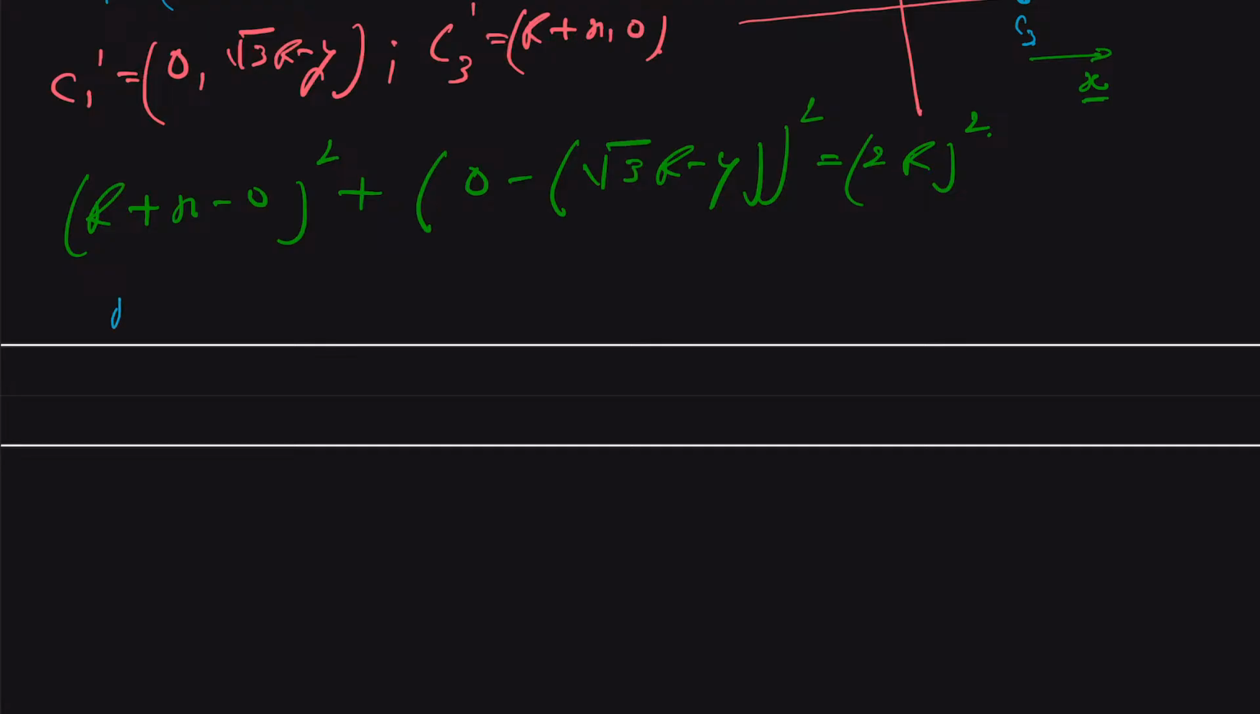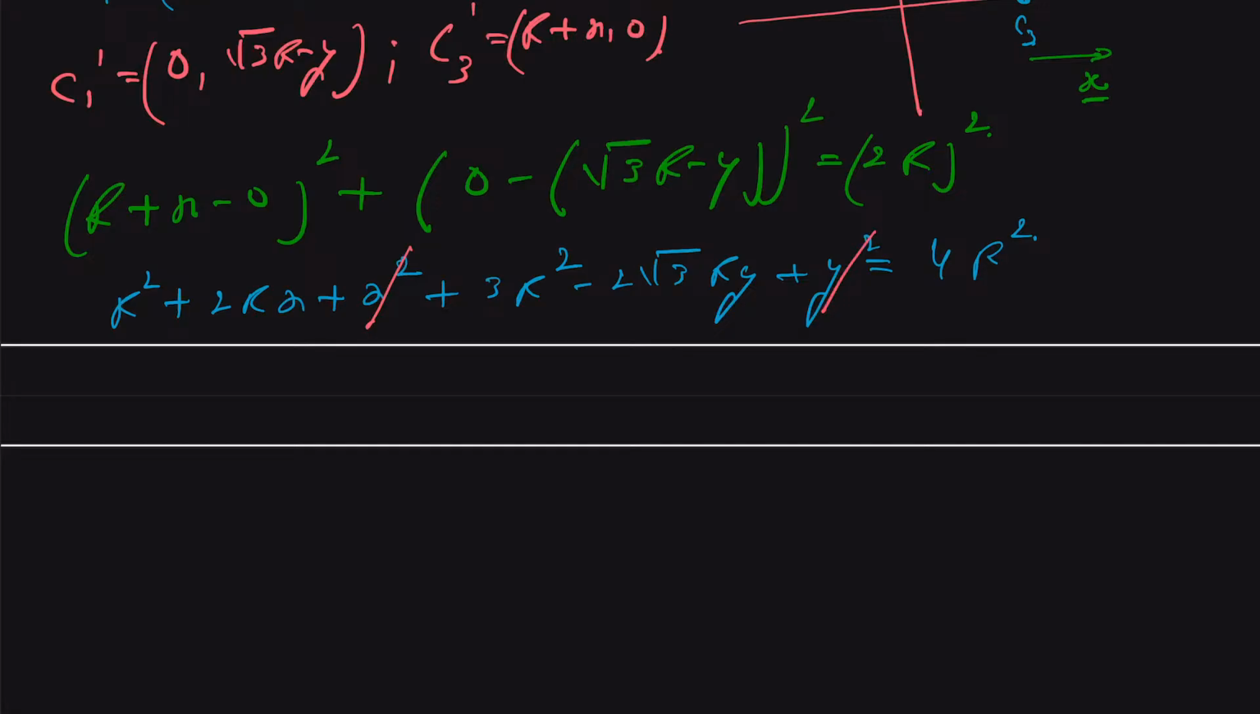We can write this as r square plus 2rx plus x square, plus 3r square minus twice square root of 3 r y, plus y square is equal to 4r square. And like I said, the value of x and y is very small, so obviously x square and y square we can neglect, and the r square plus 3r square goes to 4r square.